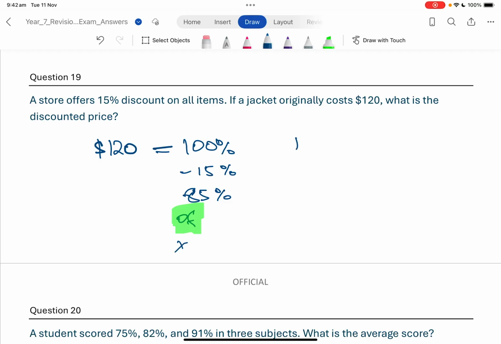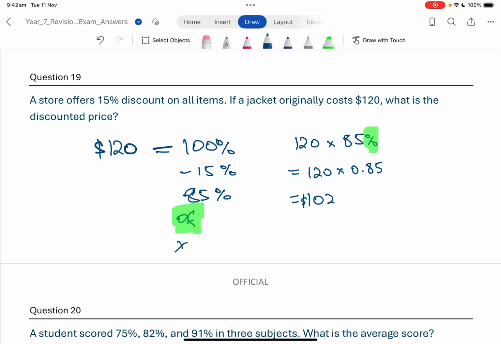So essentially I'm doing 120 times 85%, throwing that in the calculator. If you know how to put the percent symbol in, then you can do it exactly like that, or we can convert it to a decimal and throw that in the calculator. And so we would end up with $102.